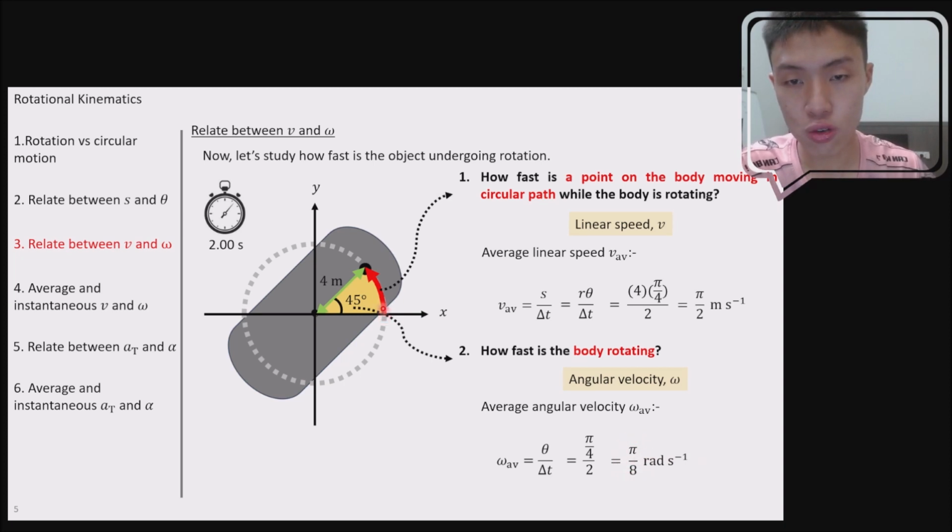So the first second, you sweep through this angle from here to here. From here to here, that's 22.5 degrees. And if you calculate it into radian, it's pi over 8. In second number 2, you move another pi over 8 radian to reach this 45 degrees over here. Okay, this tells you how much angle you swept through for every second.